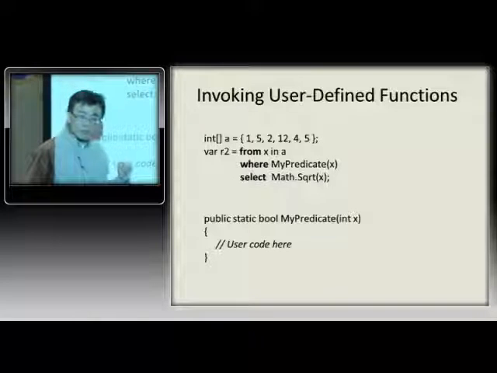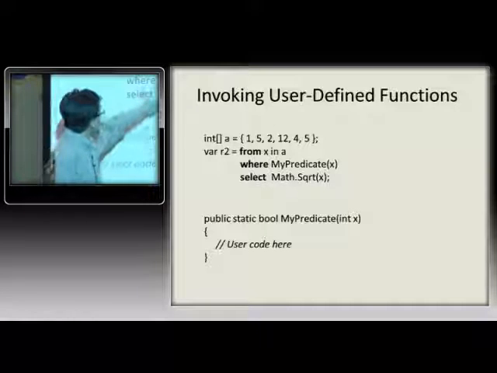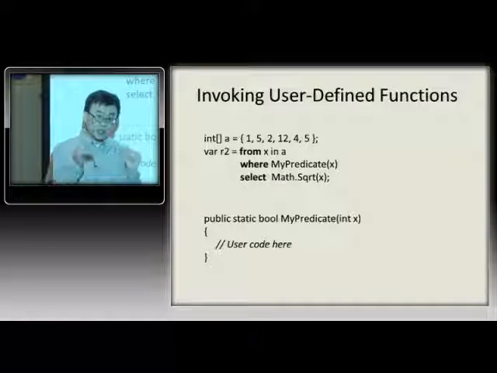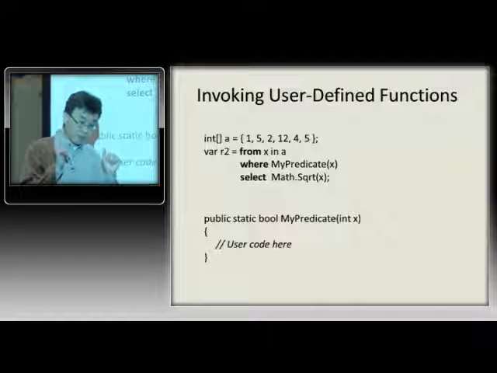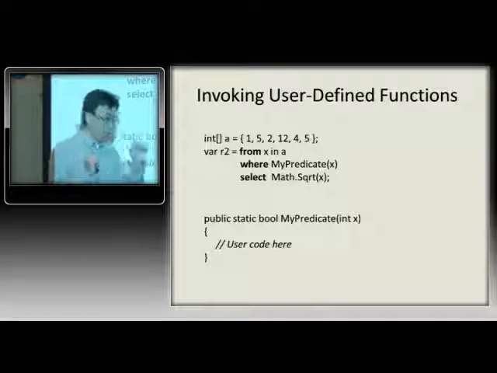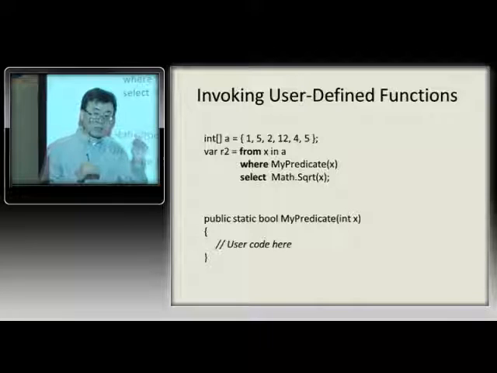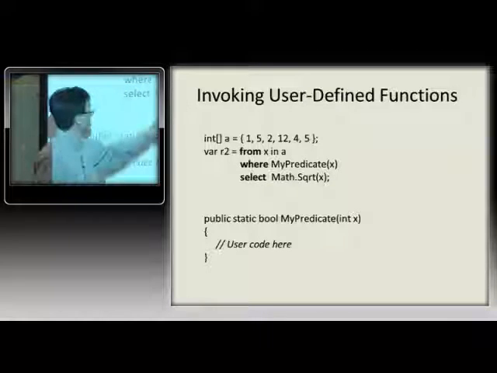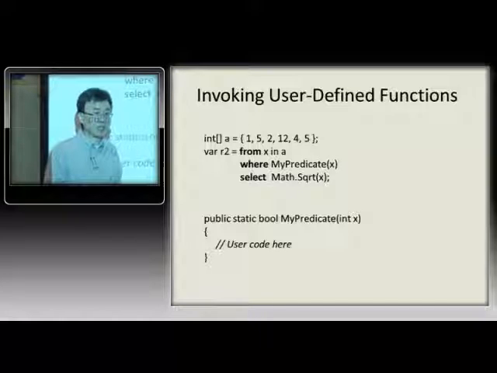Is it always bool or can we define anything else? Remember the signature of where. It requires you to have a lambda expression that takes an argument of type T to boolean. So it has to return boolean.